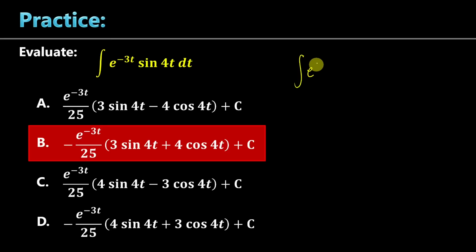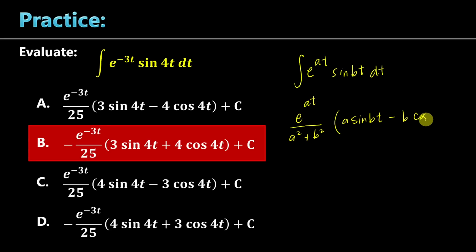Yung e raised to at times sine of bt dt. Ang sagot dyan ay ganito. Kopyahin mo lang yung exponential e to the at over, ano yung coefficient ng kanyang exponent? A. So, gawin mong a squared plus ito. Yung b, i-square mo. B squared times, laging una yung a. And then, dahil yan ay sine, unahin mo yung sine. bt, dahil yan ay sine minus. B naman, and then cosine naman. bt pa rin. And then, plus c.